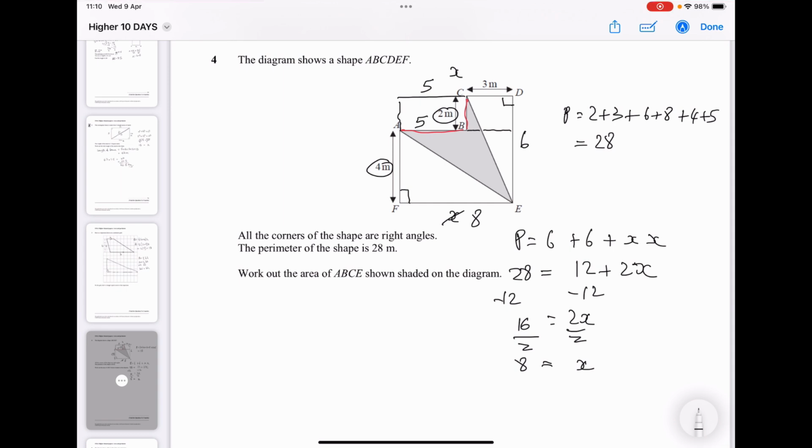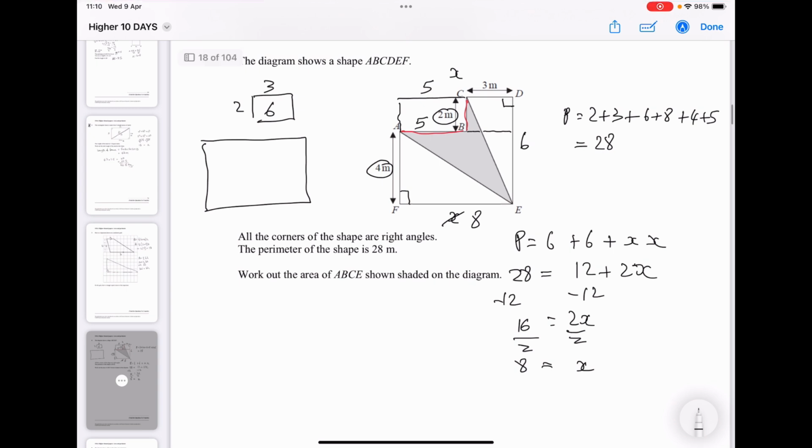Now I'm going to work out the areas of the rectangles. So I've got one rectangle here of 2 by 3. So that area there is 6. I've then got a bigger rectangle here which is 8 by 4, which is 32. So the area is 6 plus 32, which is 38.